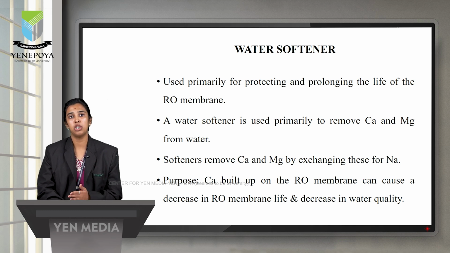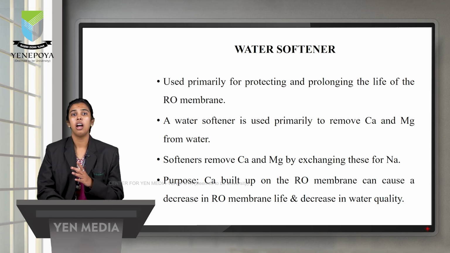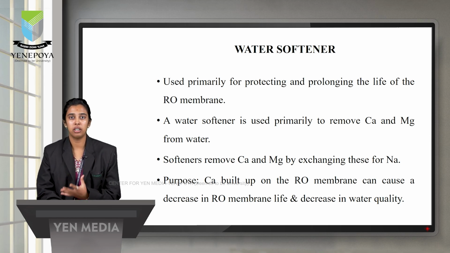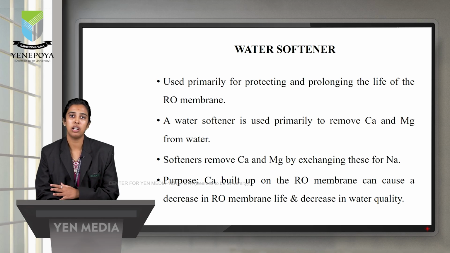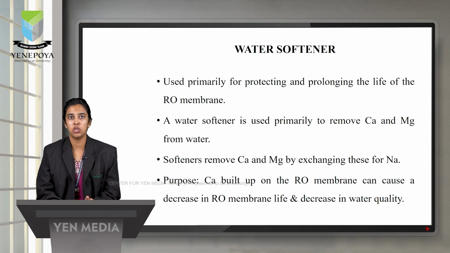Purpose: to prevent calcium build up on the RO membrane. After it reaches the RO membrane, if the calcium is still present, it can decrease the quality of the RO membrane, and it will decrease the water quality. So calcium and magnesium are removed here. And one more thing, calcium and magnesium should not be high in the water.